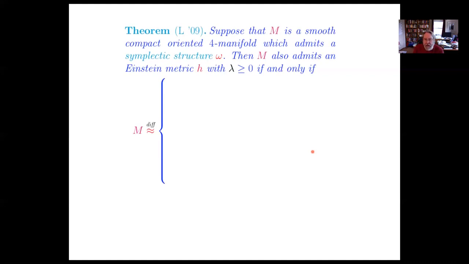So here, we're assuming that there's an Einstein metric. We're also assuming that there's a symplectic structure, but we don't assume that there's any local relationship between these two objects. It's like they live in the same apartment building, but they've never actually met.